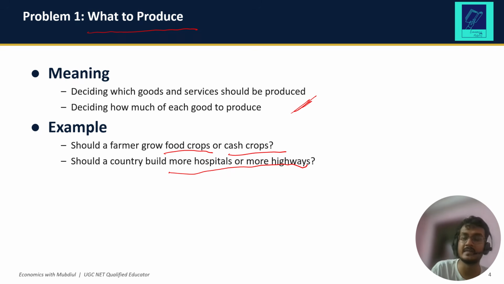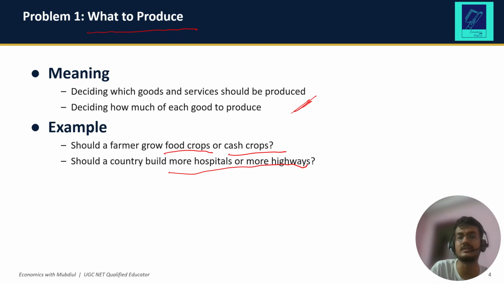Imagine an economy spends everything producing consumer goods today. People may enjoy higher consumption immediately, but if it does not invest enough in machines and productive capacity, future production may suffer. On the other hand, if it concentrates heavily on capital goods and ignores present consumption, people's immediate needs may go unmet. Again, trade-off. So the economy has to find a balance.